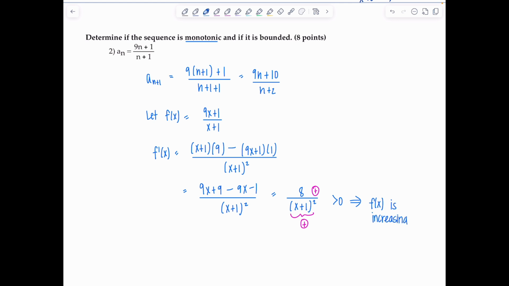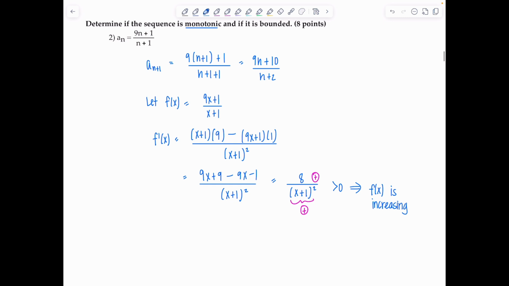When the derivative is positive, that means my original function is increasing. So then now I can answer the first part of the question and say this means that a_n is monotonic increasing. Woohoo! Perfect. That means it's going up, up, up, up, up. Every single term is a wee bit bigger than the one that came before.